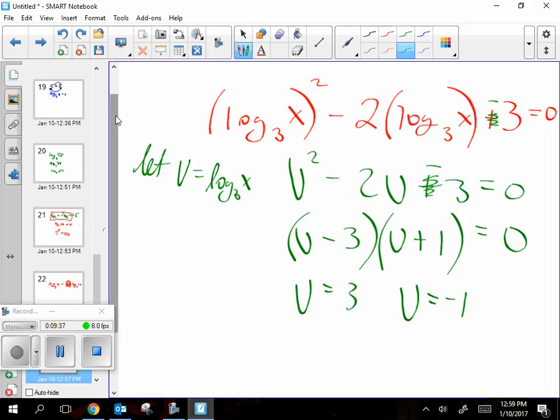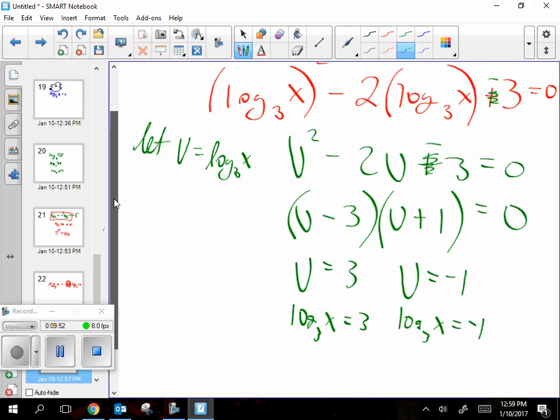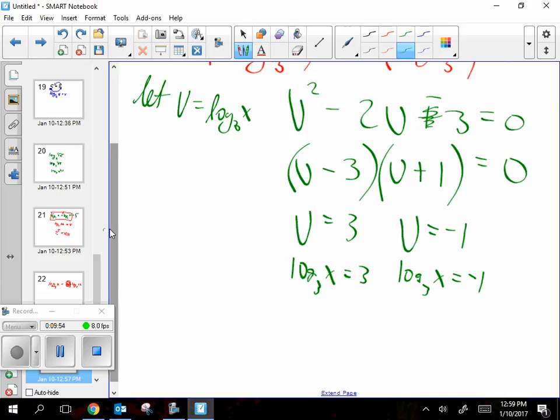But remember, don't stop there. You've got to finish. U is log base 3 of x. So you go log base 3 of x equals 3, and log base 3 of x equals -1. And some of you are probably going, oh, -1, there's a negative in it, so it's wrong, it's undefined, or it's impossible. No. You can't have negatives here or here, but you can have a negative at the end. That's an okay thing.